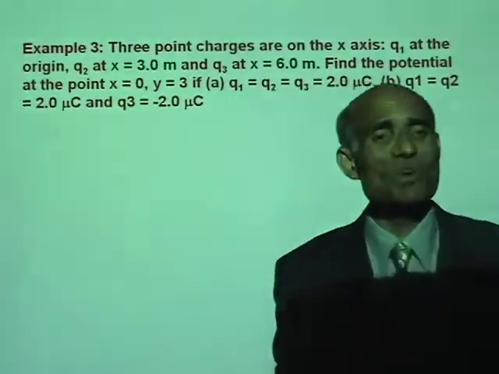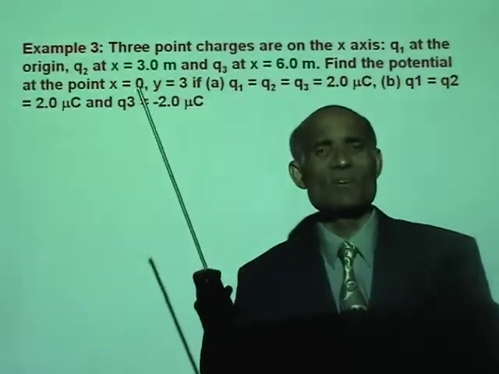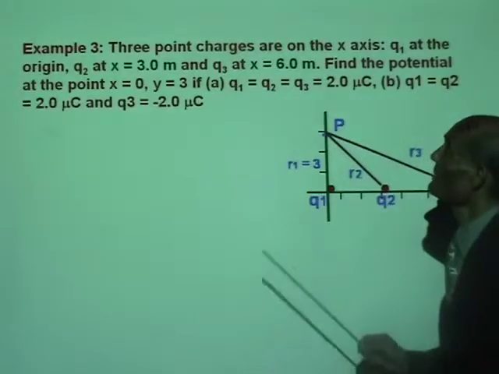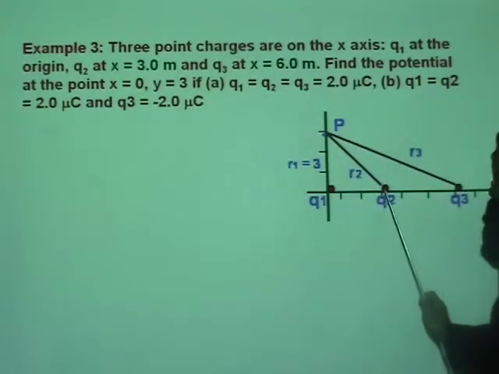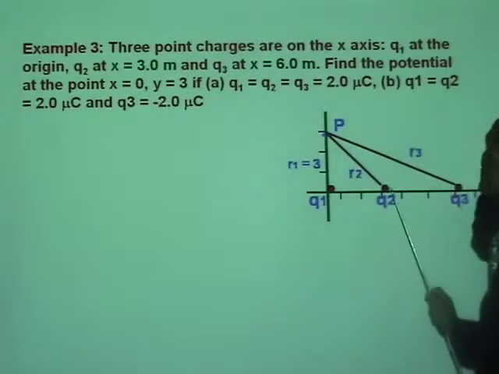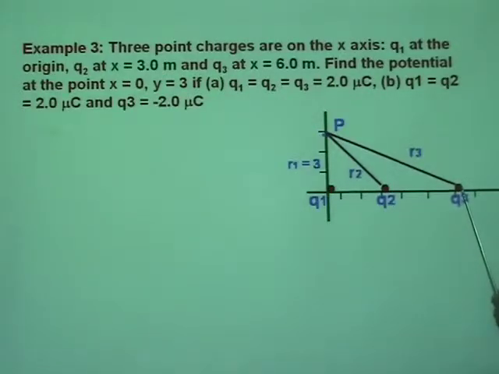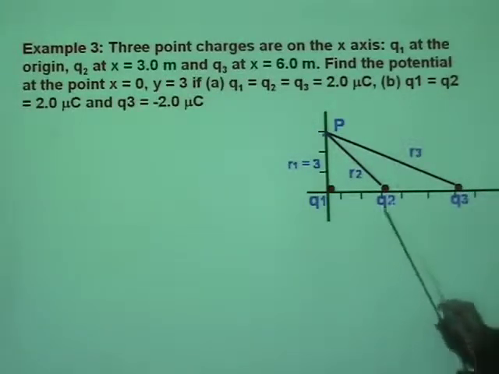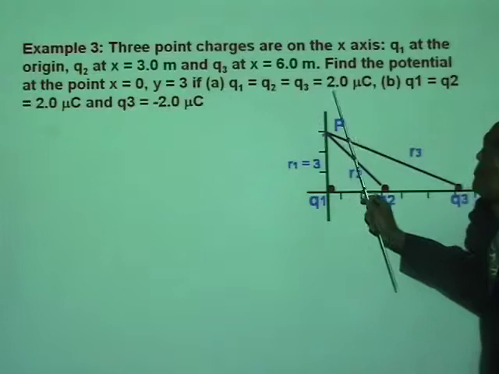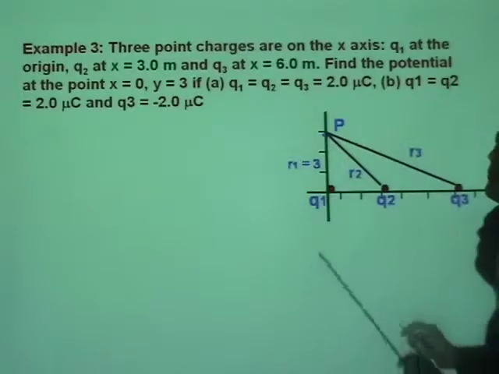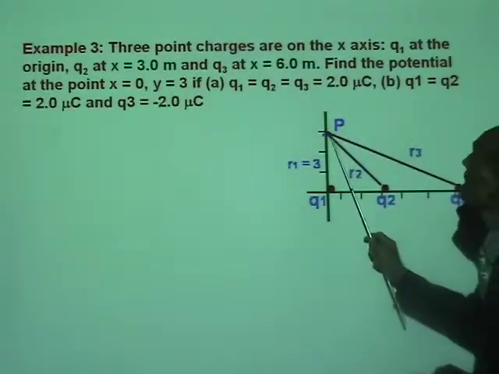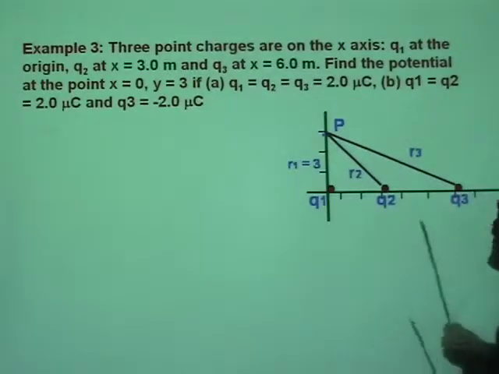Now read that problem one more time and see whether you can place what this is. Can you picture it? Well, this is what it is. 3 point charges are on the x-axis, Q1 at the origin, Q2 at x equal to 3, Q3 at x equal to 6 meter, and in the first case we have Q1 equal to Q2 equal to Q3, all of them are 2 microcoulomb. We need to find the electric potential at x equal to 0, y equal to 3. Here, this is the point where I want to find the potential.